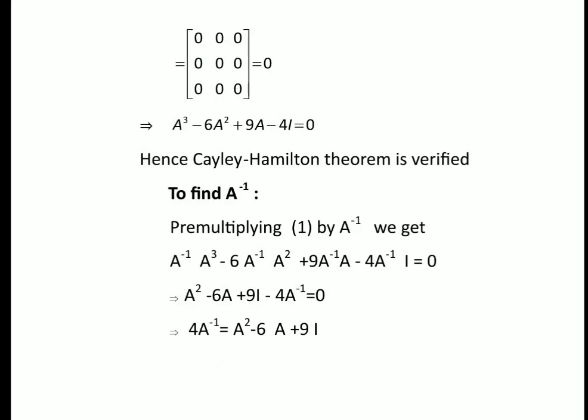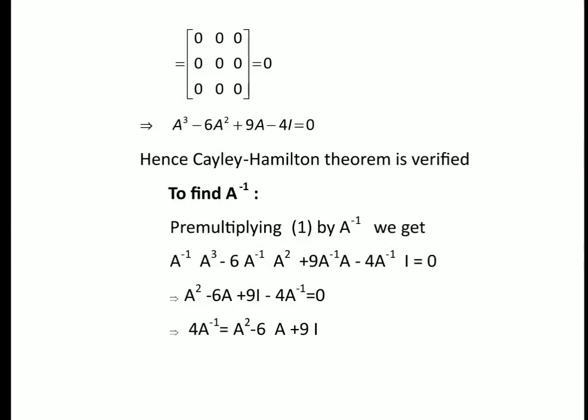It is an assignment for you. You can verify. You can write in a notebook all these elements and simplify. You will get a null matrix. This implies A cube minus 6A square plus 9A minus 4I is equal to 0. Hence, Cayley-Hamilton theorem is verified.